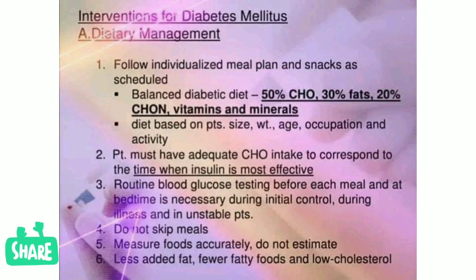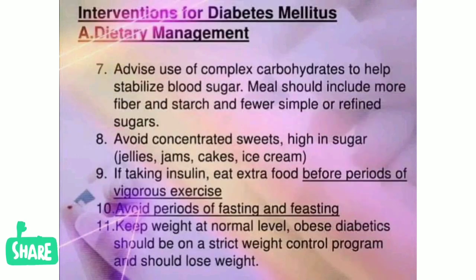Less added fat, fewer fatty foods and low cholesterol. Advise use of complex carbohydrates to maintain and stabilize the blood sugar level. Avoid concentrated sweets high in sugars, that are jellies, jams, cakes and ice cream. If taking insulin, eat extra food before periods of vigorous exercise. Avoid periods of fasting and feasting. Keep weight at normal level. Obese diabetics should be on a strict weight control program and should lose weight.